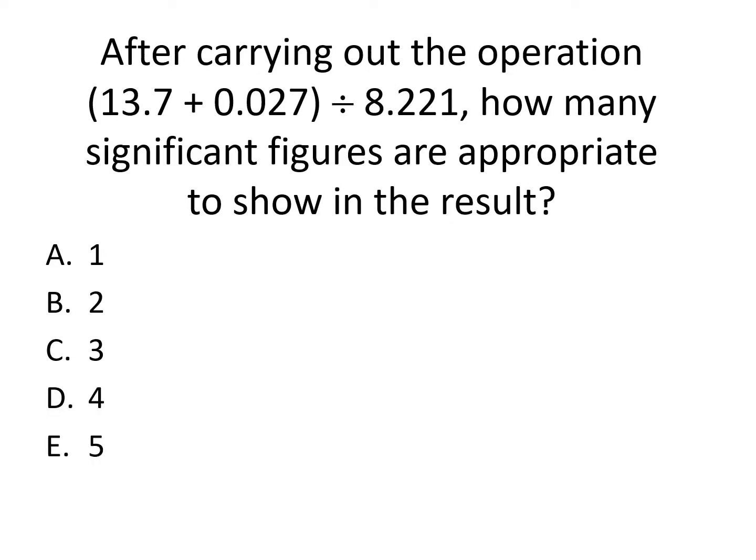After carrying out the operation (13.7 plus 0.027) divided by 8.221, how many significant figures are appropriate to show in the result? Is it A, 1, B, 2, C, 3, D, 4, or E, 5?